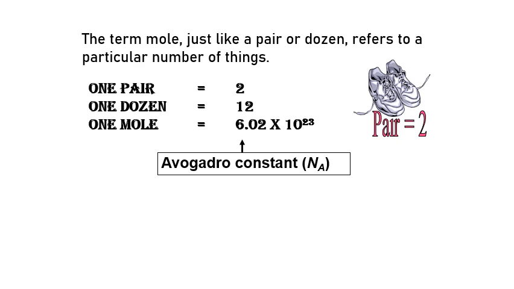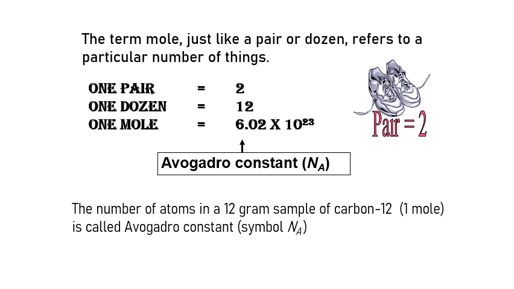The term mole, just like a pair or dozen, refers to a particular number of things. 1 pair equal to 2, 1 dozen equal to 12, and 1 mole equal to 6.02 times 10 to the power of 23, which is the Avogadro constant. The number of atoms in a 12-gram sample of carbon-12 is called the Avogadro constant.